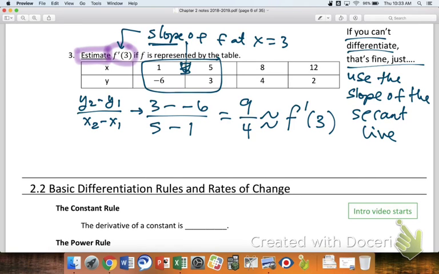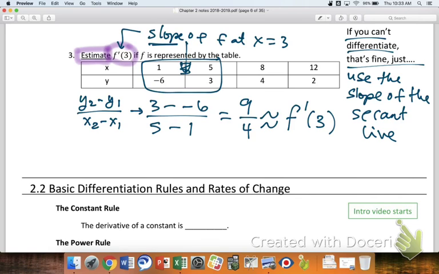So this will come up a lot. Believe it or not, you'll be asked to estimate quite a bit in this course. If you're looking at a table or some information kind of like a table, and I want you to find f prime of 3, you have no way of knowing what f prime of 3 is because you don't even know what f of x is. There's no way. You don't know what f prime is. You don't know what f of x is. But you've got this information about x's and y's for f, and you could use the slope to help estimate it. If you can't differentiate, that's fine. Just use the slope of the secant line. Make sense? Okay. Any questions?